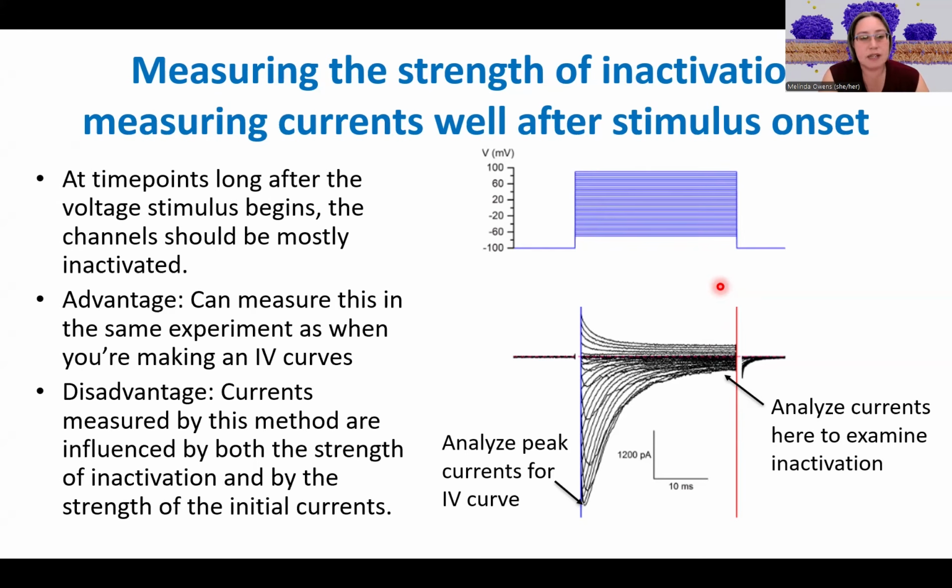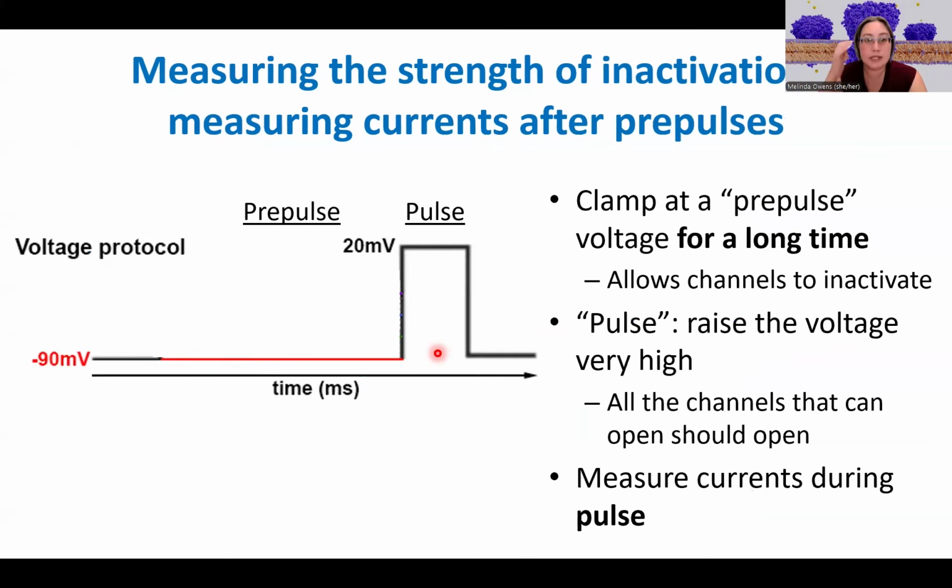The disadvantage is that if you measure currents by this method, they're influenced by both the strength of inactivation and the strength of the initial currents. So they're not all the same. If you are doing it at -80, that's going to affect how much current you got initially, how many channels are open initially, and it's going to affect the amount of inactivation. So that's a little messy. Another technique that gets around that issue is the pre-pulse technique. In this one, the voltage trace itself is a little more complicated.